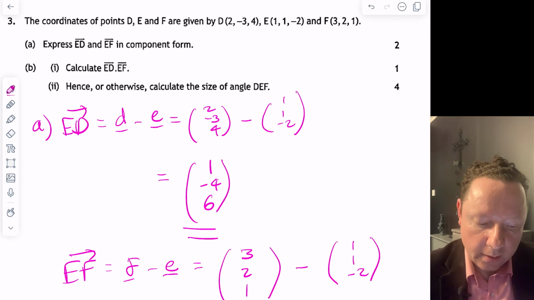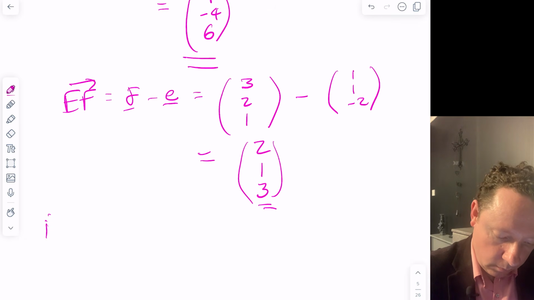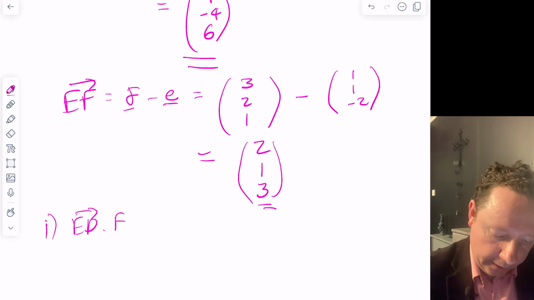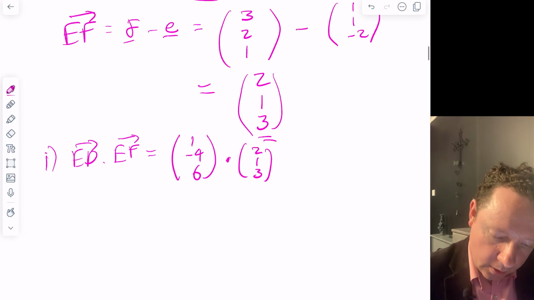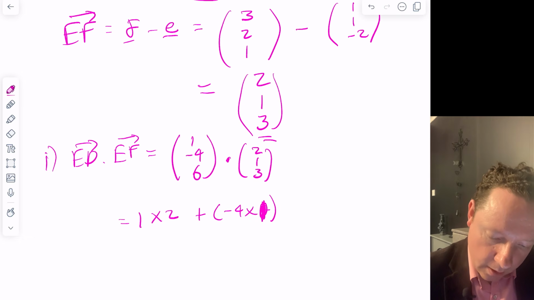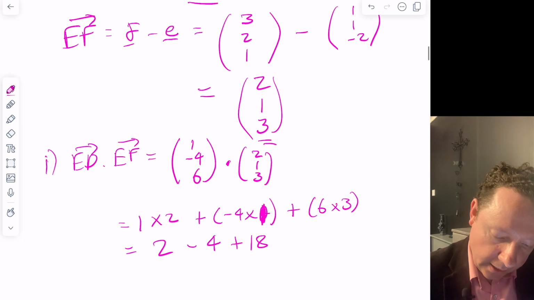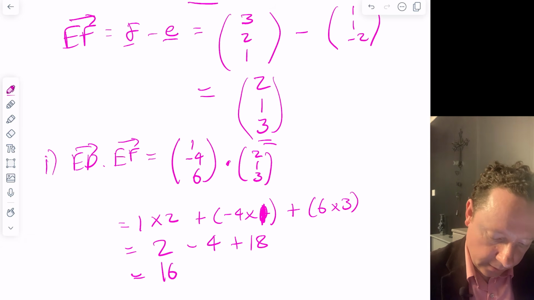Part B, part 1. ED dot EF. So ED is (1, minus 4, 6). I have to dot that with (2, 1, 3). So that's 1 times 2 plus minus 4 times 1, plus 6 times 3. 1 times 2 is 2. Minus 4 times 1 is minus 4. 6 3s is 18. 2 minus 4 is minus 2. Minus 2 add 18 is 16. So we get 16.